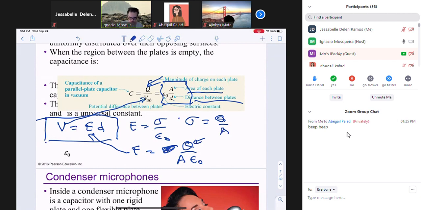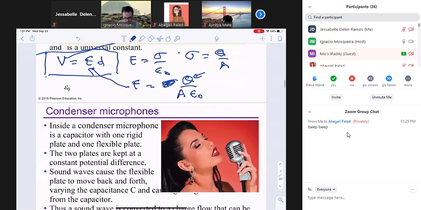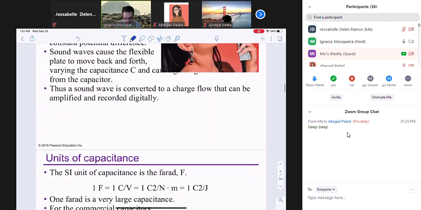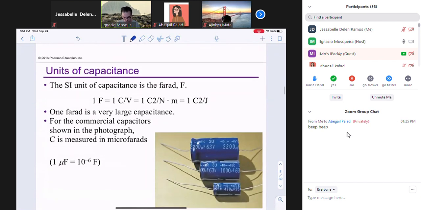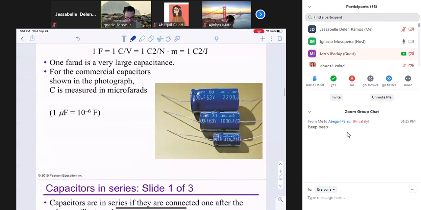Now, the one thing you should remember is the capacitance has units of farads. Well, you can tell what units those are, because it's charge, which is coulombs, and volts. So it's coulomb per volt. Now let's go on. Usually capacitors come in very small units, so it would be microfarads.